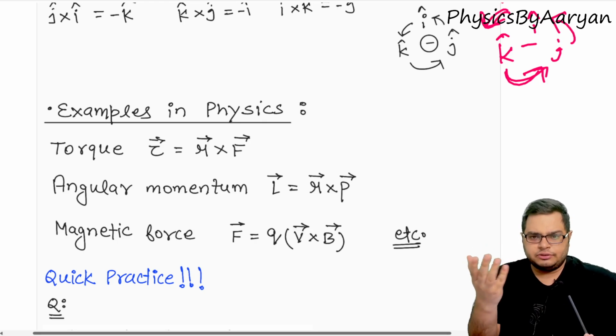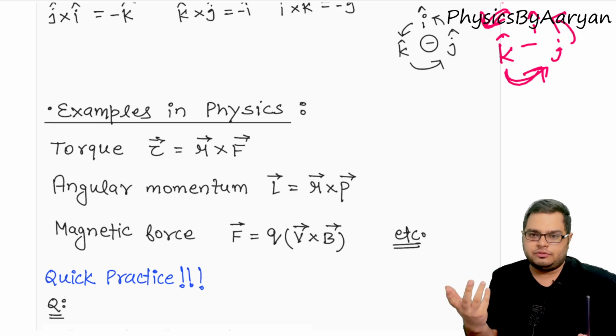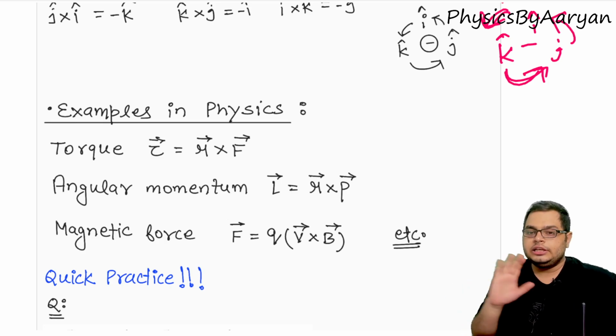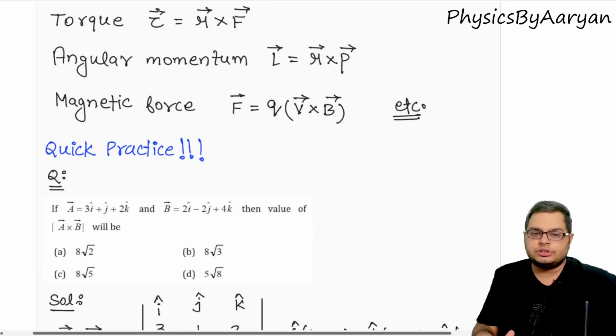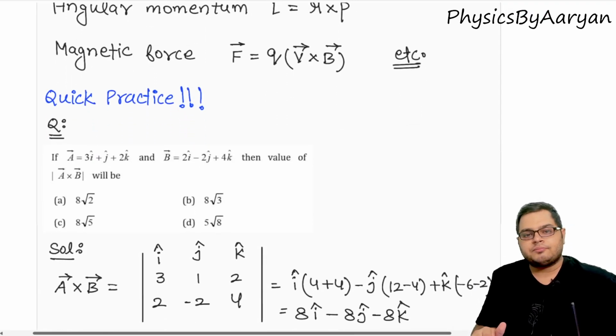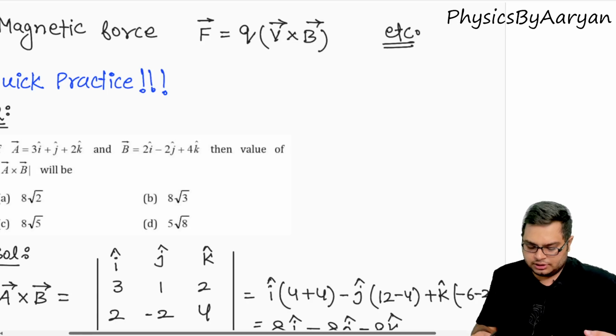Another example of the cross product is the electromagnetic wave. E cross B gives you the direction of the wave. Okay? That is also where you see your cross product. So let's do a quick practice of this, and we will solve it.